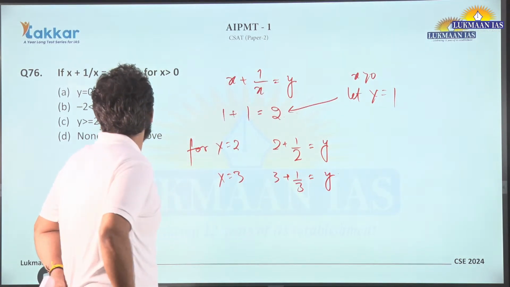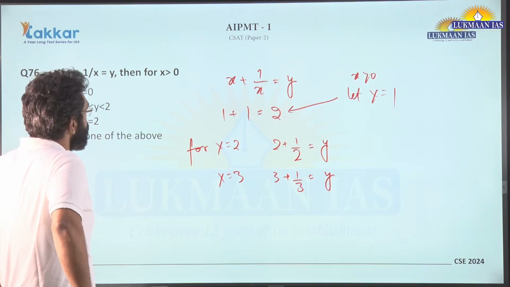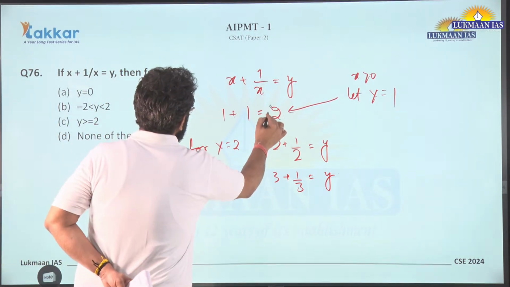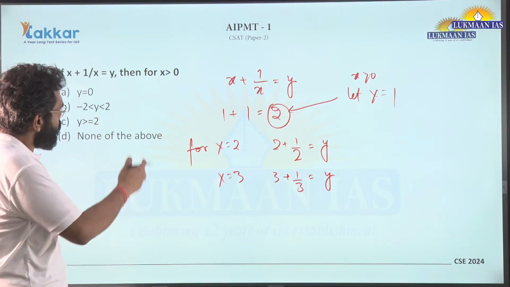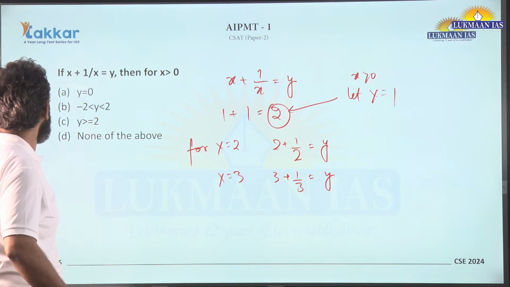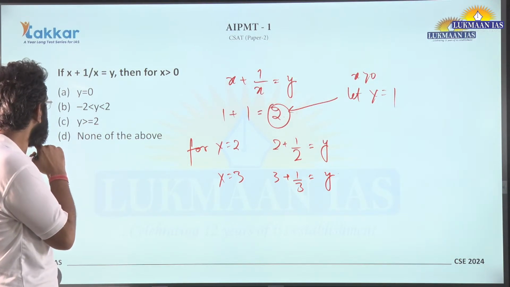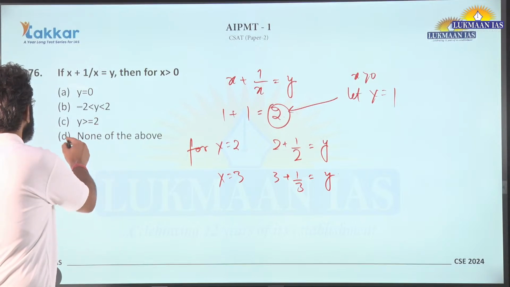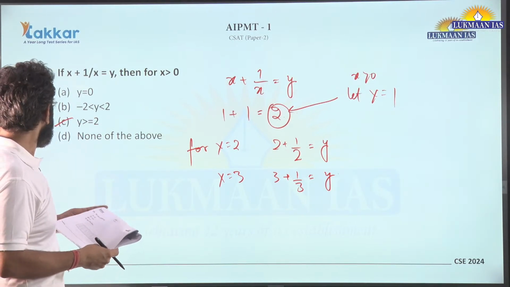So for any value of x which is greater than 0, y would at least be equal to 2, and it will further keep on increasing if you increase the value of x. So the most possible solution for this one is y would always be greater than or equal to 2. Option C is the right answer.